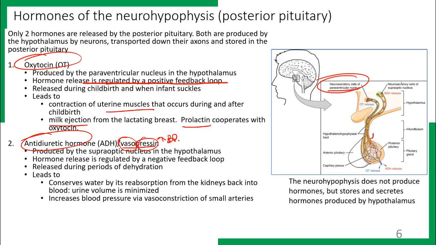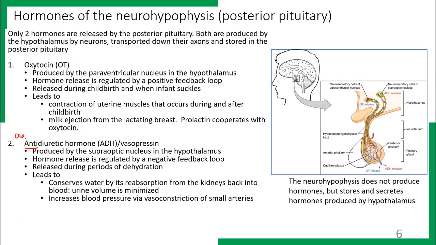And so you can see here ADH is produced by cells in the supraoptic nucleus of the hypothalamus, travels down, is stored in the posterior pituitary, and its release is regulated by a negative feedback loop. So it's the more common type of feedback loop that most other hormones are regulated by. When you look at the name, ADH, anti is against. Diuretic refers to diuresis or urination. So it's against urination. So it decreases the volume of urine produced.